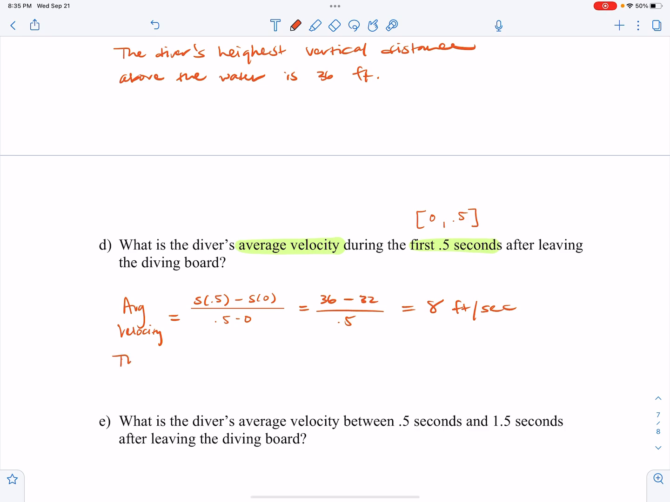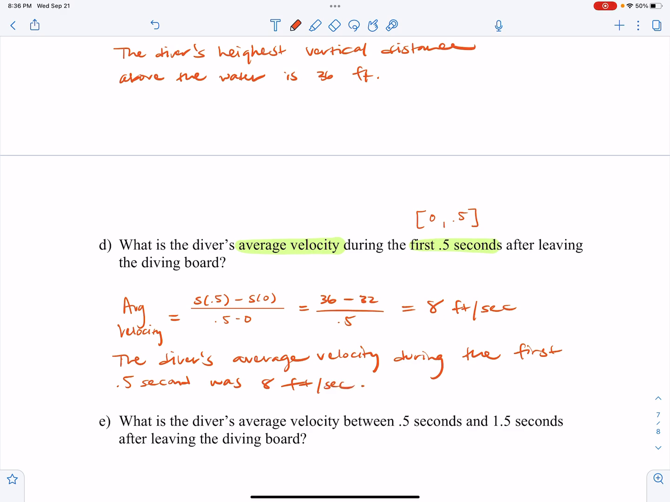So you could say the diver's average velocity during the first half second was 8 feet per second. And we know from answering those previous questions that that's whenever he has left the diving board and he's going up, up, up before he reaches that max height.